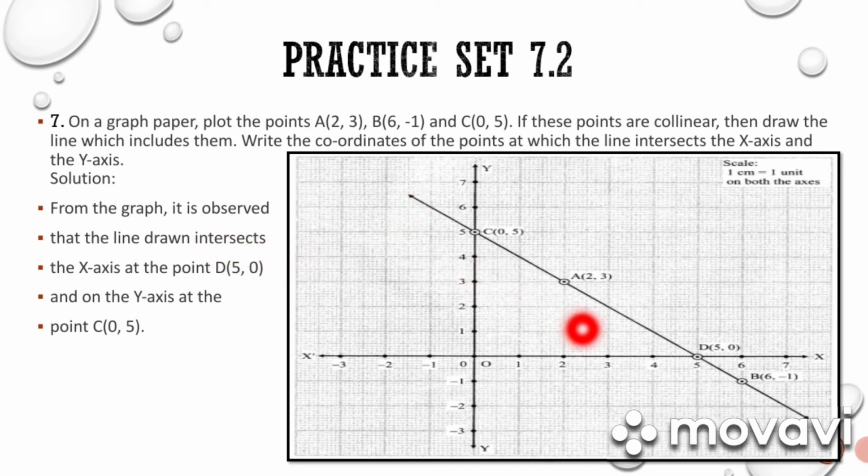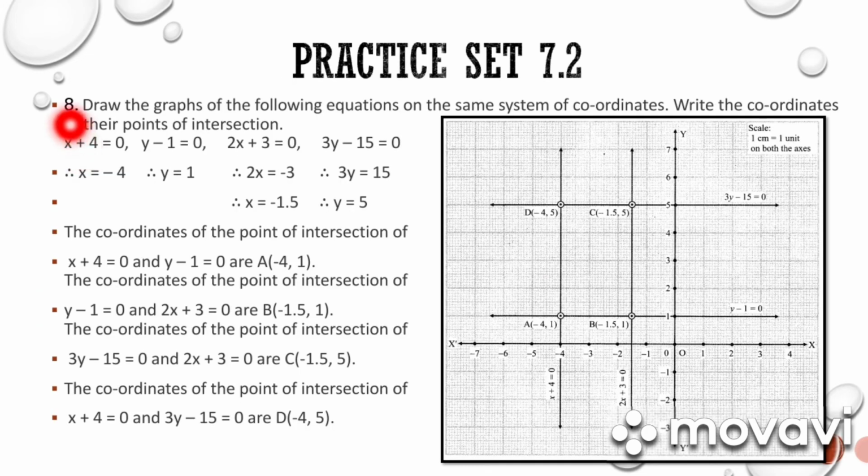Also, from the graph, we observe that the line drawn intersects the x-axis at the point D(5, 0) and it intersects the y-axis at the point C(0, 5). Question 8. Draw the graphs of the following equations on the same system of coordinates.